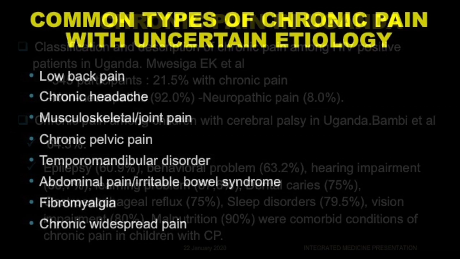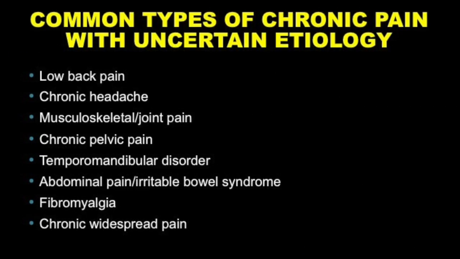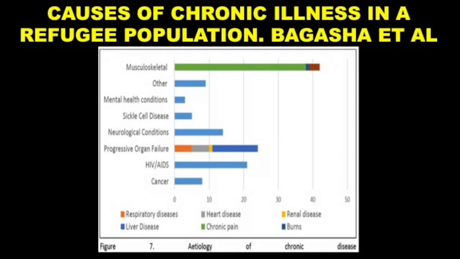So the common types of chronic pain, usually with very uncertain etiology, people who have back pain, people who have chronic headaches. Musculoskeletal was a huge problem for one of the studies we did. Chronic pelvic pain, temporomandibular area, fibromyalgia. So it's not very specific in most cases. We did a study in refugees and found that almost the biggest problem of chronic illness is actually musculoskeletal pain. So pain is actually a huge reason for patients to present to the hospital.